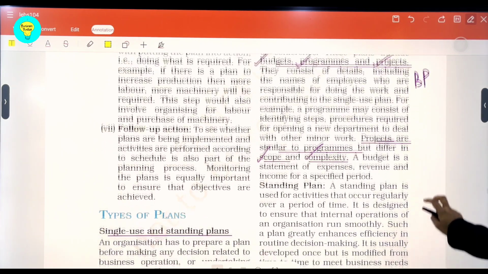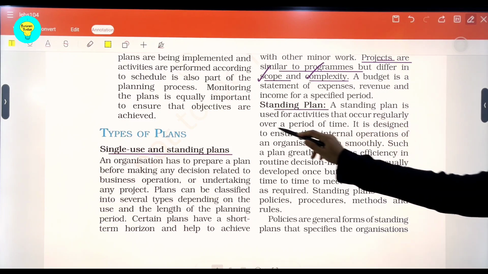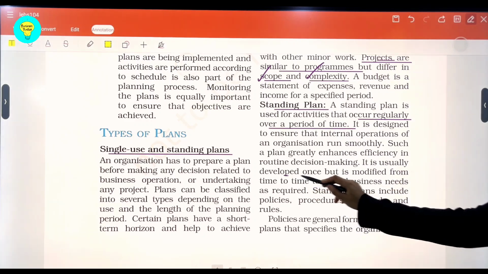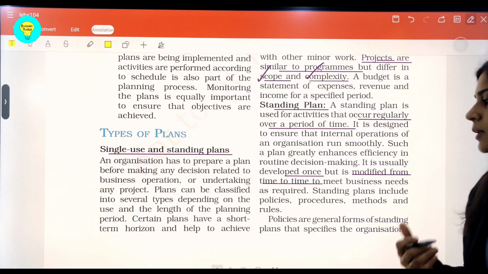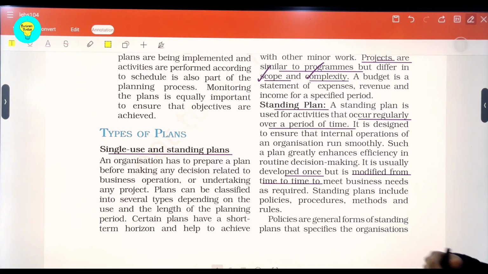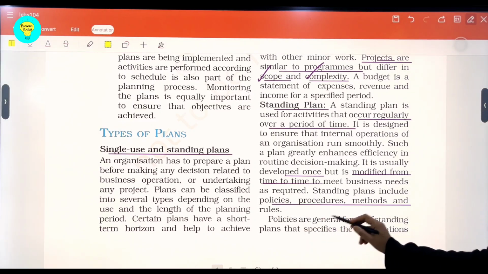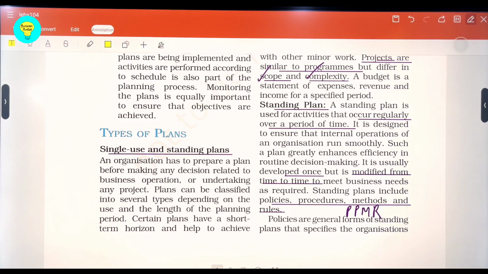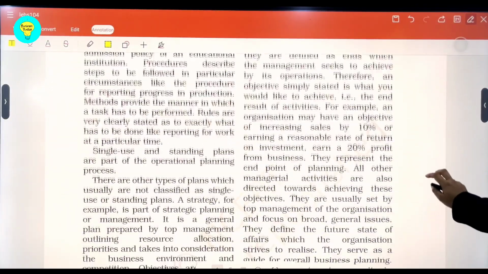Now talking about standing plans, they are the ones which occur regularly over a period of time, and it is usually developed once but is modified from time to time as per the need, as per the requirement, as per the conditions of the situation. We can change them as per the feasibility. So, standing plans are PPMR, as I told you. The policies, procedures, methods and rules are all included in standing plans, and they are general set of instructions that we would see later in the topic.